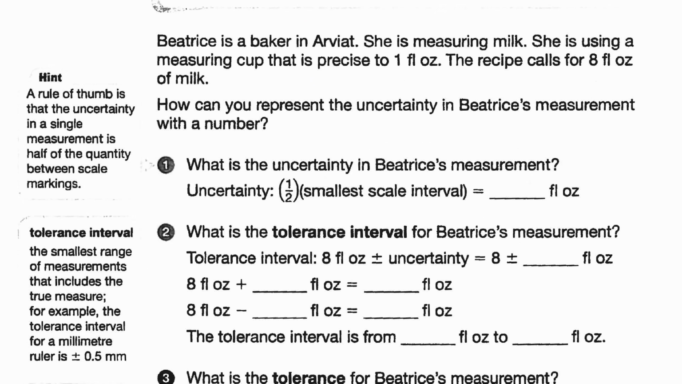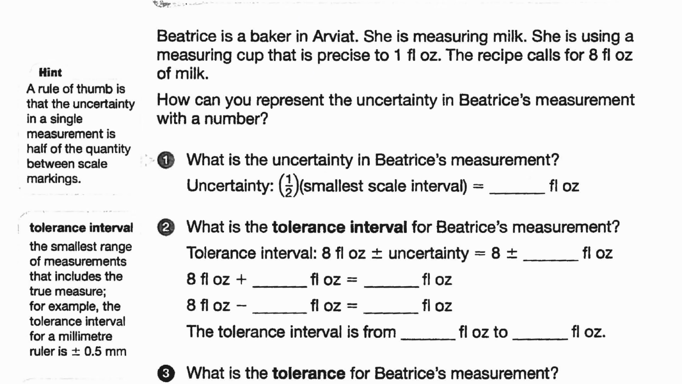So first little part here, Beatrice is a baker, and she is measuring milk. She's using a measuring cup that is precise to 1 fluid ounce. The recipe calls for 8 fluid ounces of milk. How can you represent the uncertainty in Beatrice's measurement with a number? Hint on the side here, a rule of thumb is that the uncertainty in a single measurement is half the quantity between scale markings. Okay, that's where this comes from.